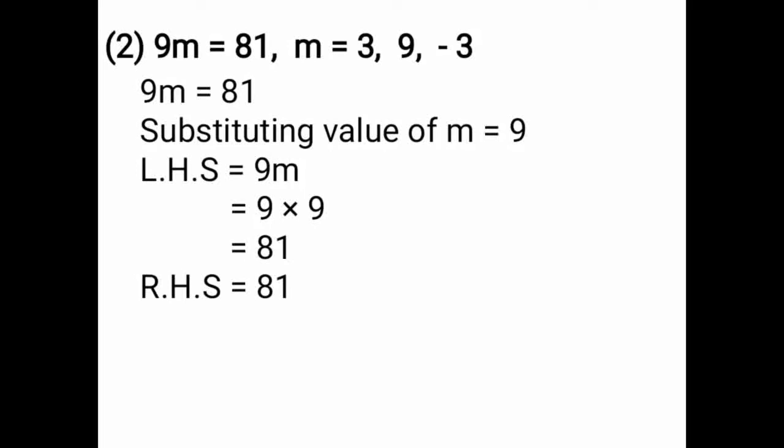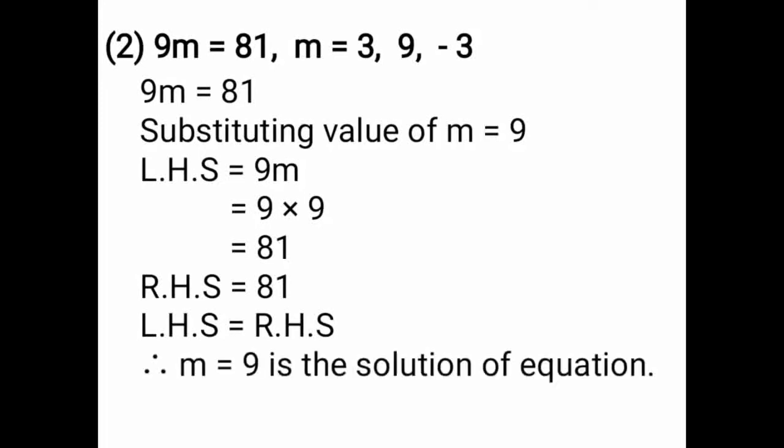Left side answer I got 81. Right side number already is there, 81. So both left side and right side are equal. Left side is equal to right side. Therefore m is equal to 9 is the solution of the equation. Other value of m variable is given -3. So you have to solve this sum again by substituting value of m is equal to -3. You have to follow the same process how I have solved by substituting value of m is equal to 9.